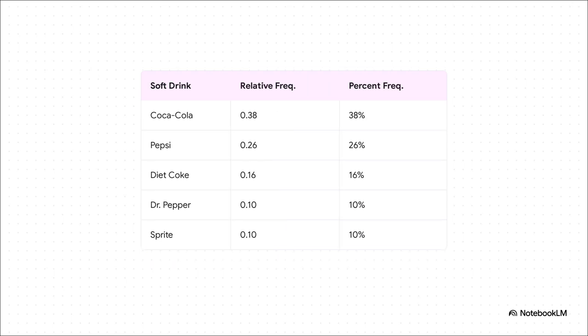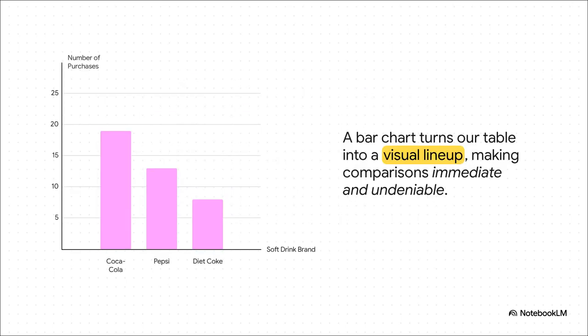But we can make these numbers even more intuitive. We can turn them into percentages. Knowing Coke had 19 purchases is good, but seeing that it has a 38% market share, that instantly tells you how big its slice of the pie is. It just clicks.